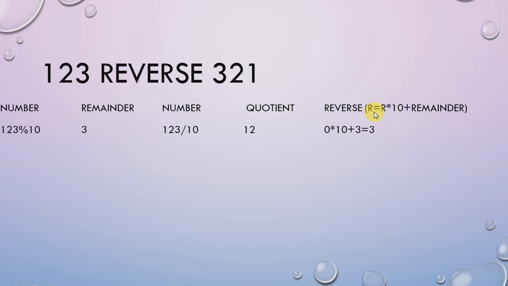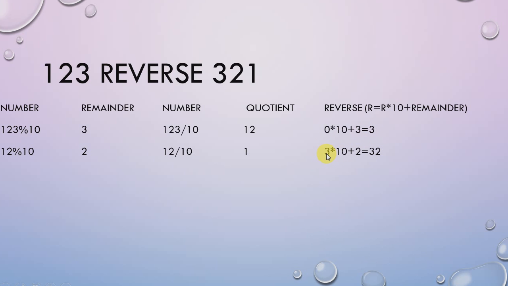Means initially the value of R will be 0, so 0 multiplied by 10 plus remainder, which is 3, is equal to 3. Now process this quotient again in the same way. We got remainder 2 and quotient 1. So now calculating the reverse number in the same way as I have done in first step. So the last updated value of R is 3. So we use this 3 in a next step.